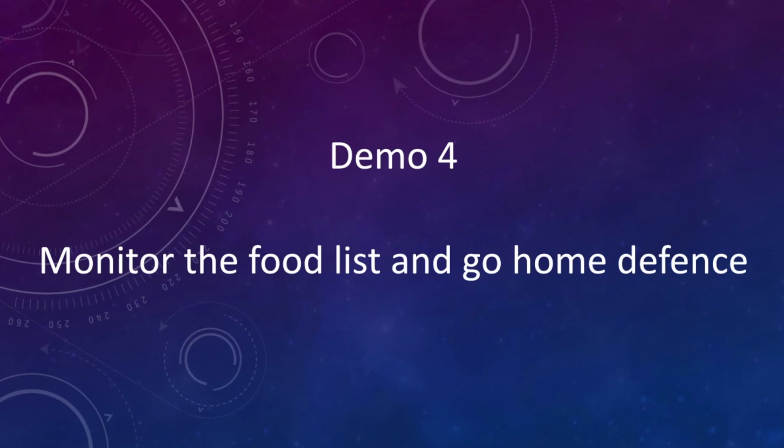And for demo 4, we want to show that we set one of our agents to monitor the food list and go home to defend when he finds the food list gets smaller than the previous stage.